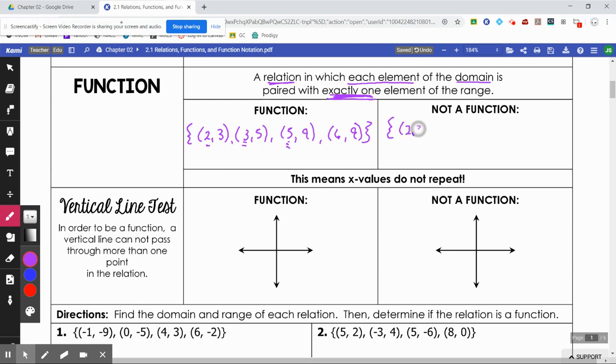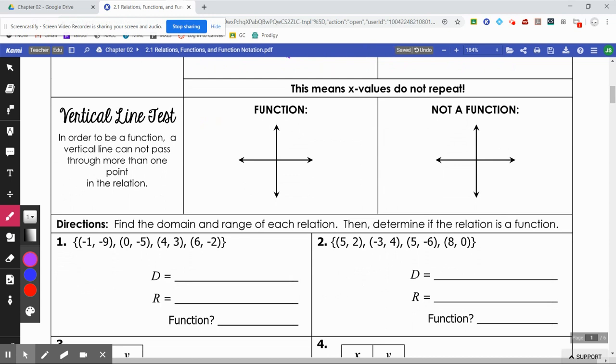Let's say 2 is paired with 3, 5 is paired with maybe 7, and 2 is paired with 6. That would not be a function. And here's why. If I ask you, what is 2 paired with? Well, 2 is paired with 3 and 6. So therefore, that forces it to not be a function. If there's any x that's paired with multiple y values, because in order to be a function, again, each x is paired with exactly one y.